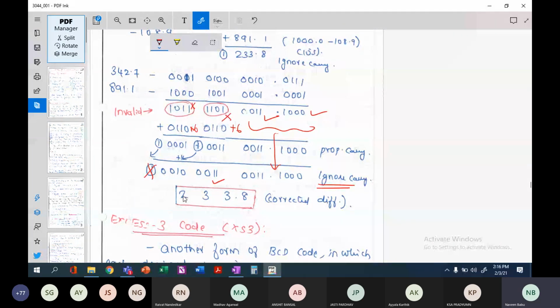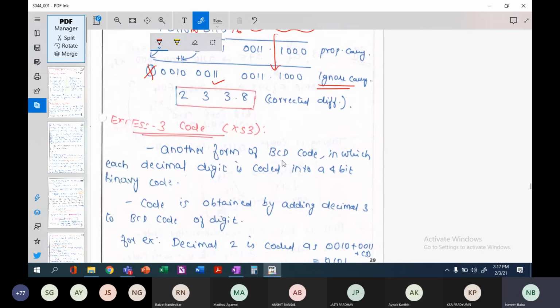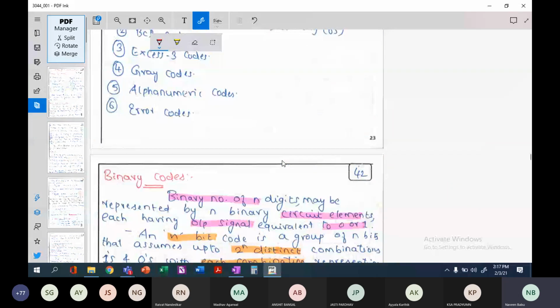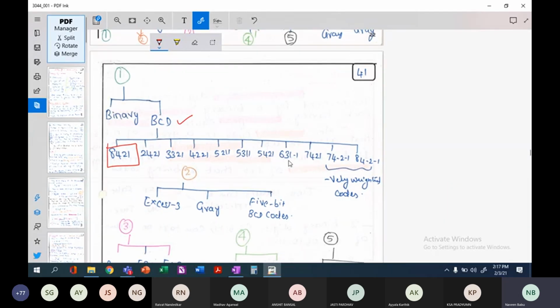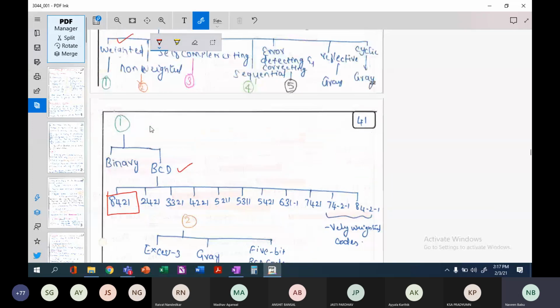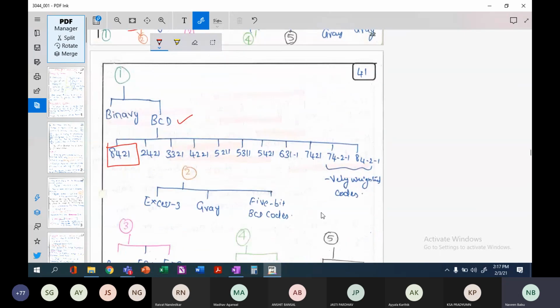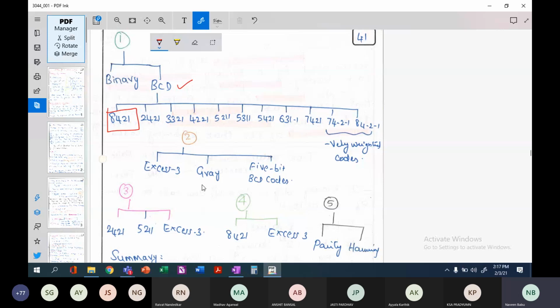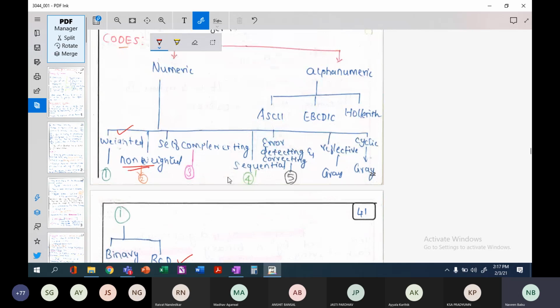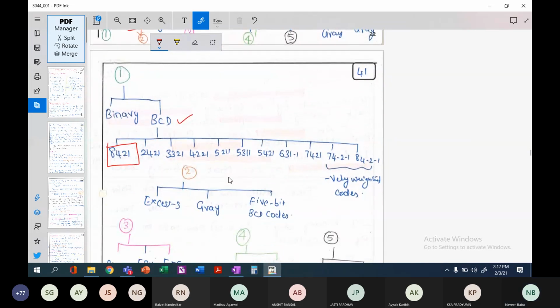Okay. Now we are going to move on to the XS3 code. Now again, if you go back to the table, the XS3 code is nothing but a weighted code, right? So these small questions might arise in objective type. What is an XS3 code? XS3 code is a non-weighted code. I'm sorry, I think I said weighted. It is a non-weighted code, right? And it is also a kind of BCD code, and this XS3 code is also a self-complementing code. I will define now what a self-complementing code is.